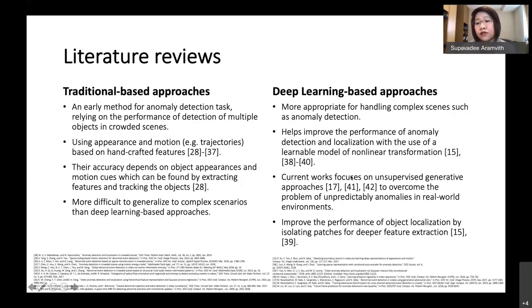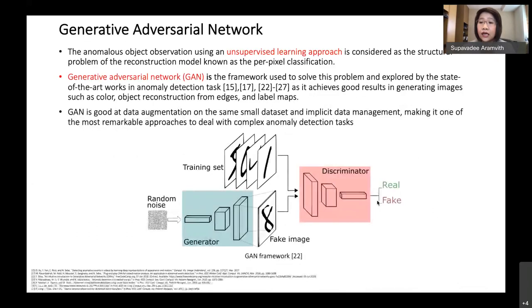Okay? And also, it can work on unsupervised events and can improve the performance of object localization. So in our work, we focus on the generative adversarial network. The generative adversarial network is an outstanding approach to overcome data degeneration and classification problems in these tasks. It is good at data augmentation on small data sets and implicit data management. So it is a very good approach to handle complex anomaly detection.